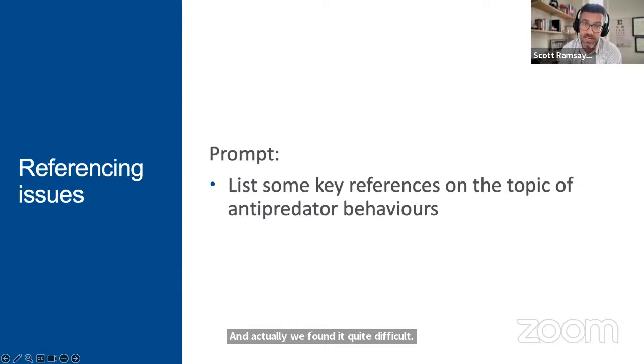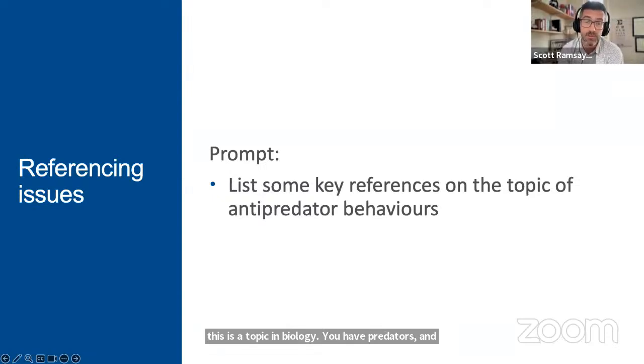So the next few slides will show you some of the dangers and pitfalls to look out for should you be using AI in your studies. We gave ChatGPT the following prompt: list some key references on the topic of anti-predator behaviors. This is a topic in biology. You have predators, and there are behaviors that can help stop predators from attacking you. Those are called anti-predator behaviors.